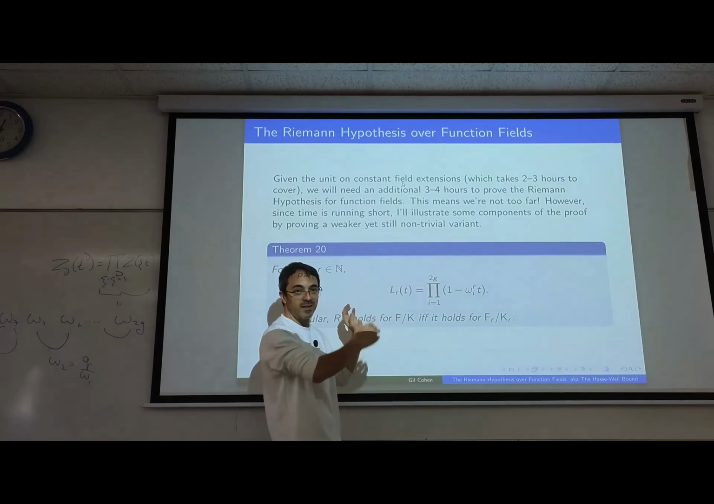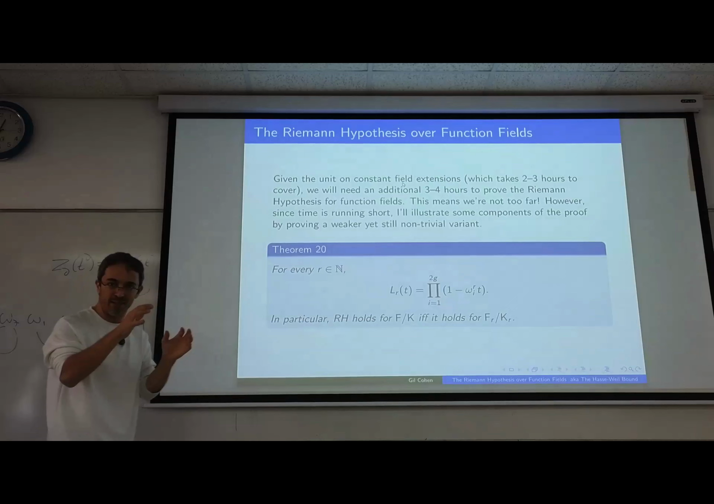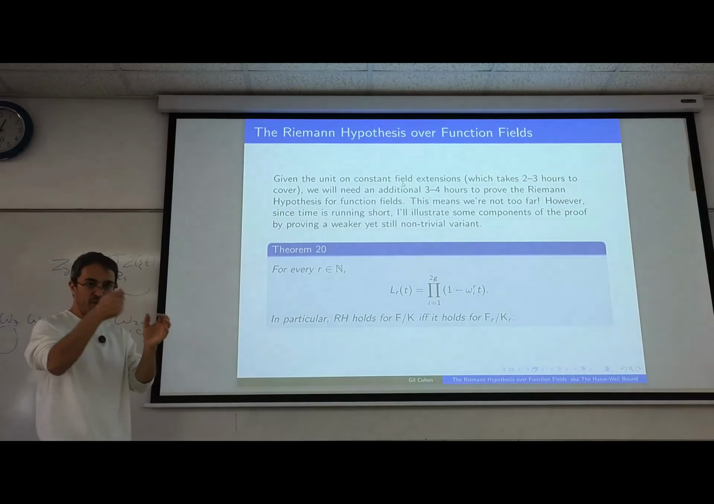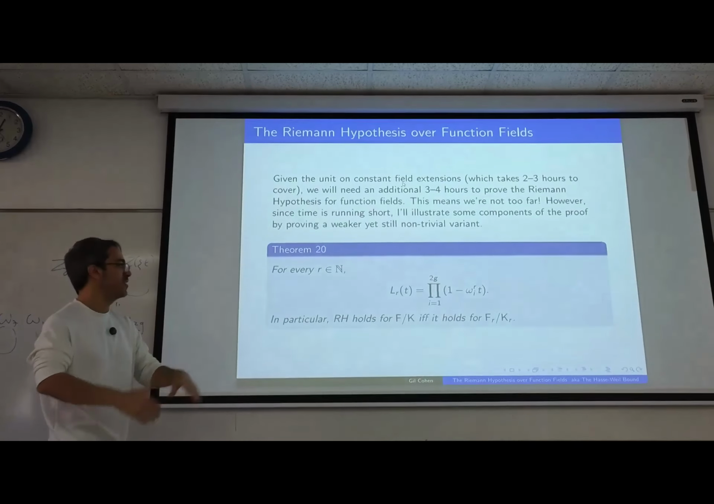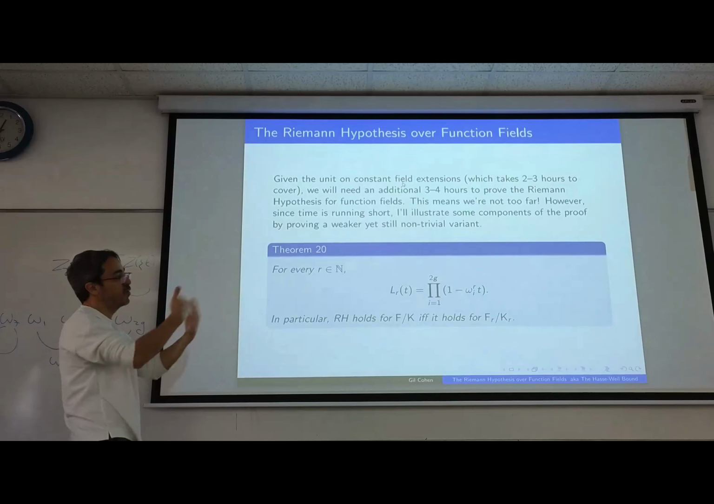Just this. Like in the zeta function, the Z function, it was more complicated. Z of t to the r was this product over all r roots of unity and so forth. In the L function, if you know the roots of L, you know the roots of L_r. Same roots essentially, just taken to the power r.